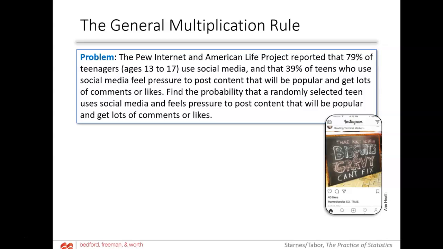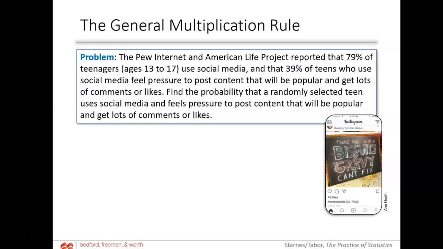So the general multiplication rule again. Oh, it's a different one, thank goodness. All right. The Pew Internet and American Life Project reported that 79% of teenagers from 13 to 17 use social media. That can't be right. It's got to be higher than that. And that 39% of teens who use social media feel pressure to post content that will be popular and get lots of comments or likes.